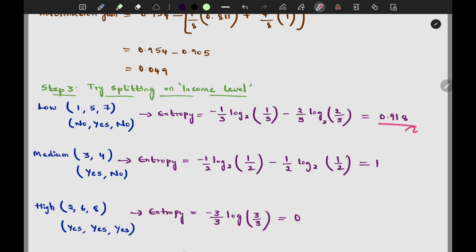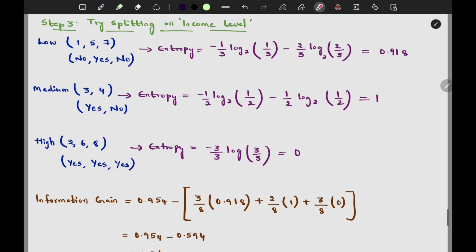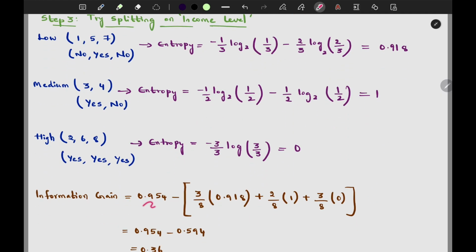And also if you're having yes and no in equal numbers, then your entropy will be 1. So now we got the individual entropies for the low, medium as well as high. Now it's time to calculate the information gain. You already know the overall entropy as 0.954. Now for this information gain, you know how many values are there as low? There are 3 values. 3 divided by the overall 8 values, into the entropy of the low class, which is 0.918.